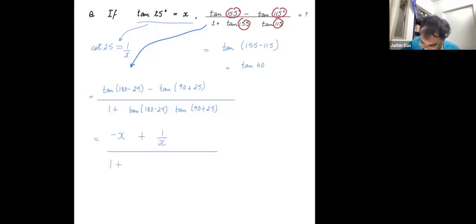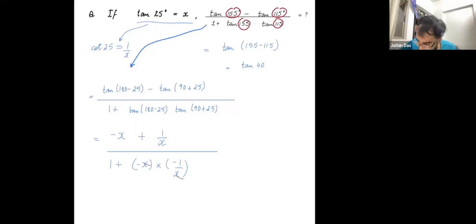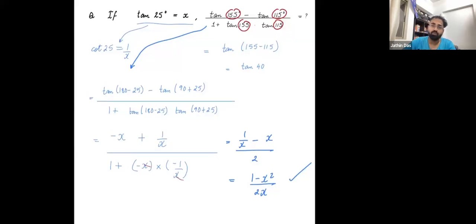1 plus. Here also minus x into minus 1 by x, plus 1. Yeah, plus 1. Below it will be 2, right? So upper it will be 1 by x, by 2, which is 1 minus x square by 2x. Yeah, this is the answer. Okay, next one, try it.